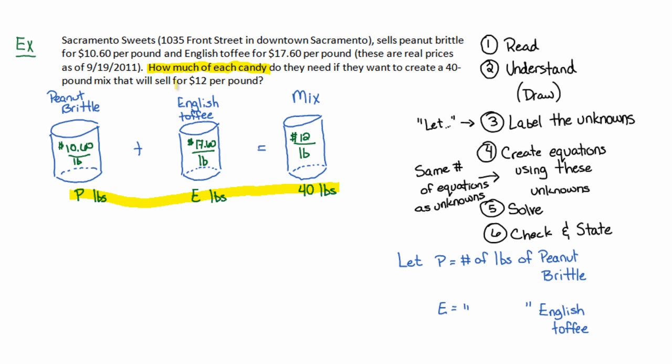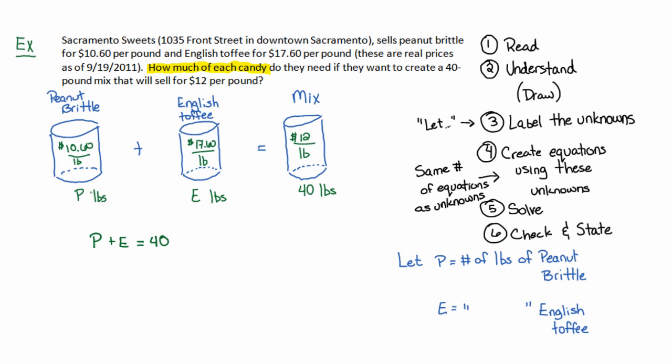In other words, the number of pounds of peanut brittle plus the number of pounds of the English toffee should equal 40 altogether. That's what you're making the mix from, the number of pounds of peanut brittle and number of pounds of English toffee. And that's usually the easiest equation to get. The more difficult equation is to talk about how much money did the person spend on peanut brittle total, and how much money did the person spend on the English toffee total to make this mix.